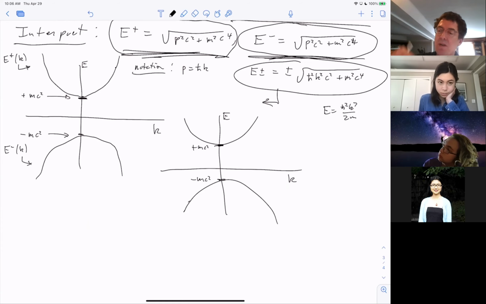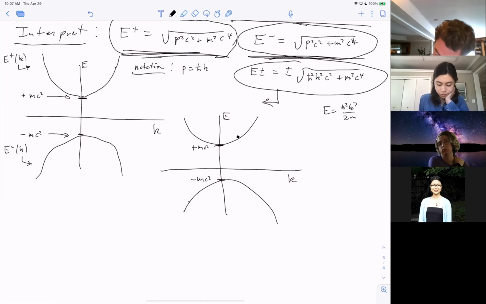But it's that bottom parabola that should be kind of freaking you out. You're like, what the hell is that? I've never seen that before. There is not a bunch of negative energy states. That makes no sense. And this is why it doesn't make sense. Because look, if I put a particle right here, I can put a particle into this state right there.